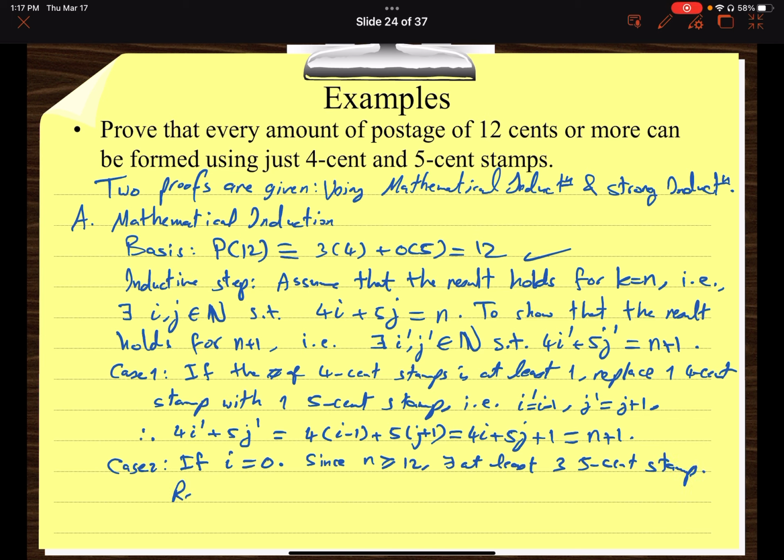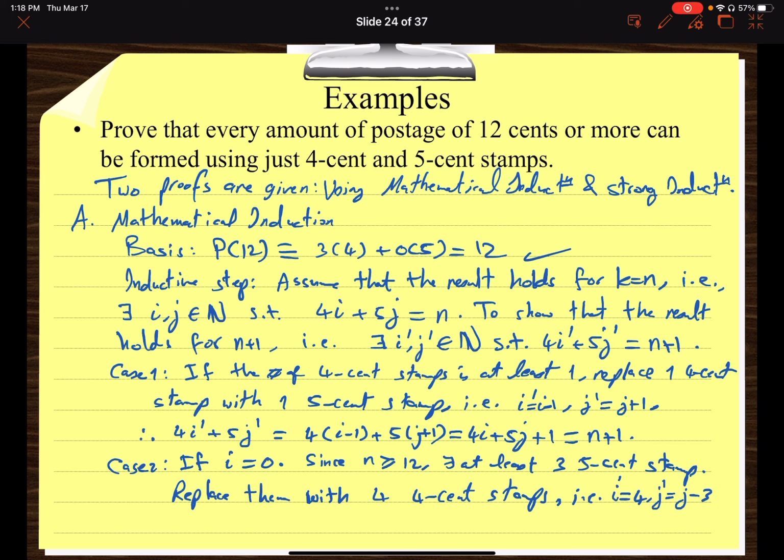Replace them with 4 4-cent stamps, i.e. i becomes equal to 4, right? Because it was 0. i prime is equal to 4 because i was equal to 0, so 0 plus 4 is 4, and j prime is equal to j minus 3.